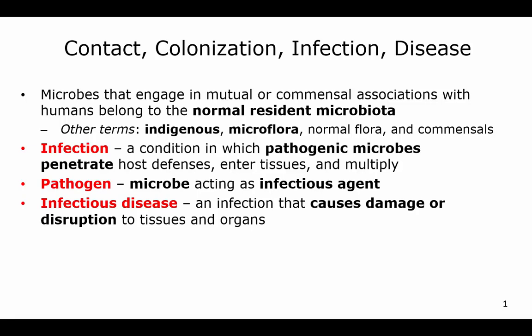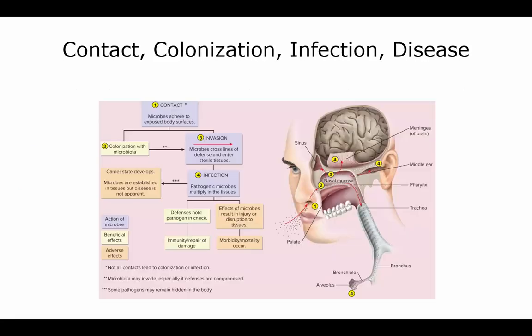Okay, three definitions that you definitely need to know are: what is an infection? This is any condition in which pathogenic microbes penetrate the host defense, enter the tissues, and begin to multiply. Well, what is a pathogen? A pathogen is a microbe acting as an infectious agent, and as a result of pathogens and infection, that leads to infectious disease. And the key word there is that not only have they entered and begun to multiply, but they cause damage and disruption to tissues and organs.